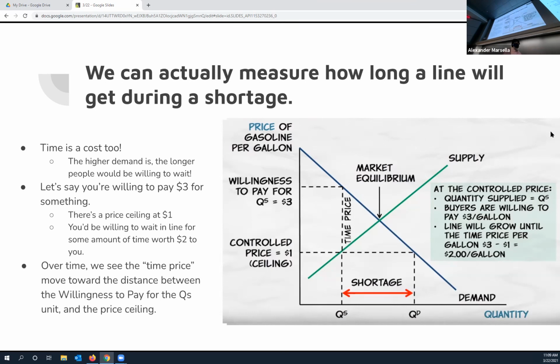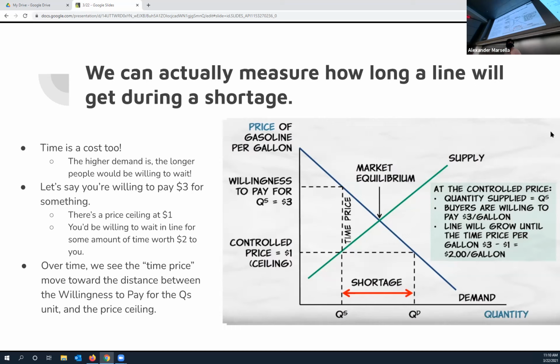And so again, over time, we see the time price move toward the distance between the willingness to pay for the quantity supplied at that unit and the actual price. So we can actually predict how long a line will get based on the ceiling and how much people value it.